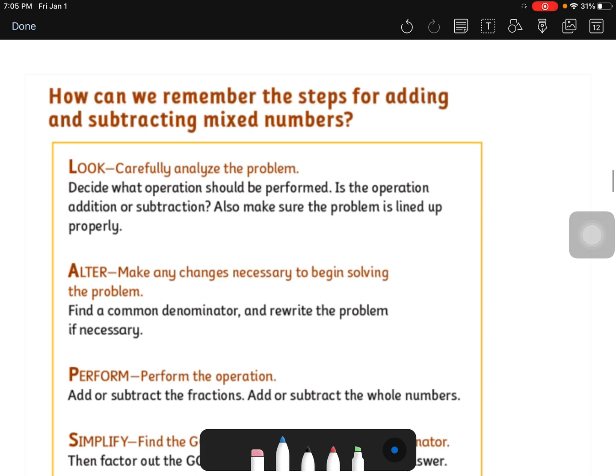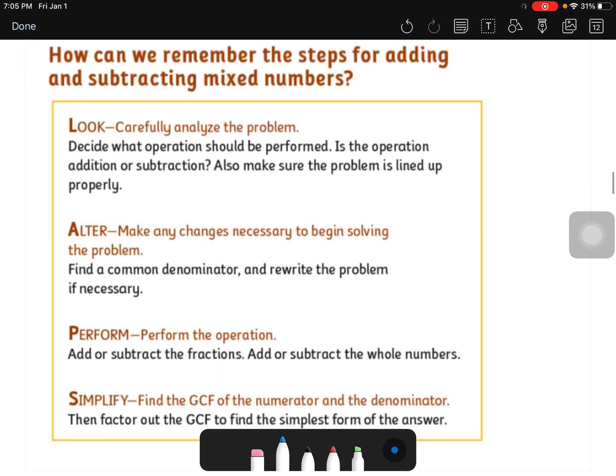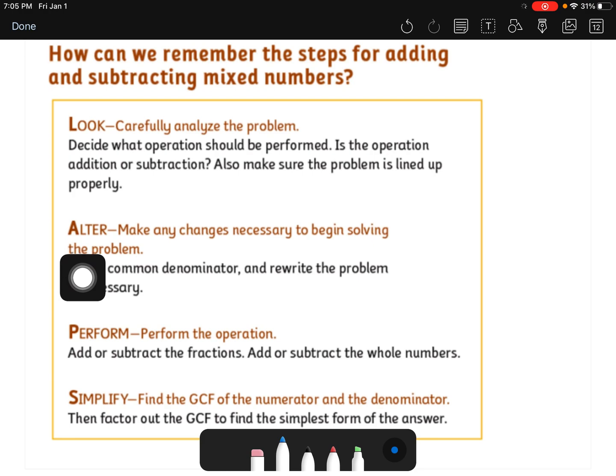Okay, so how can we remember the steps for adding and subtracting mixed numbers? So this LAPS acronym, the L stands for look, which basically just means to carefully analyze the problem and decide if it's addition or subtraction, and we'll get into multiplication and division again with mixed numbers as well. So just decide if it's addition or subtraction. Alter, so the A means alter, which means to make any changes necessary before you begin the problem, and those changes would mean finding a common denominator. Okay, so getting that common denominator set up.